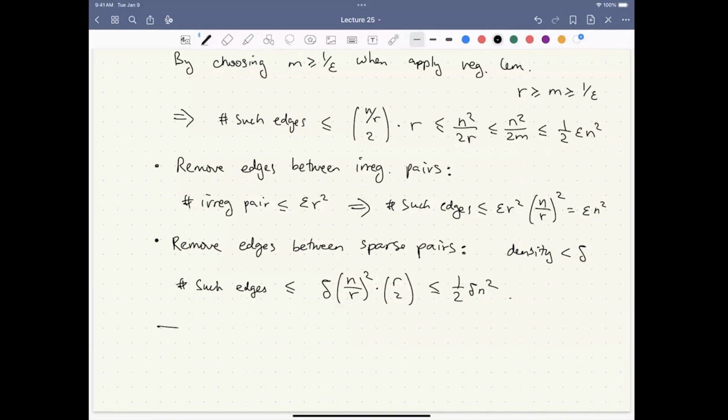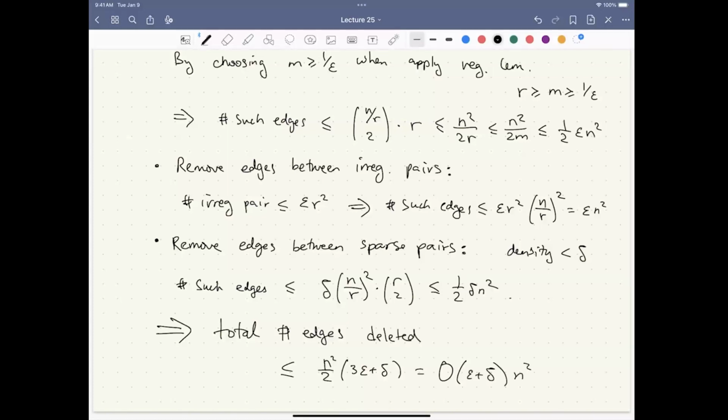So all in all, total number of edges deleted is at most 1/2 n squared times 3 epsilon plus delta. Just some linear in epsilon and delta times n squared. And usually we're going to take epsilon and delta to be sufficiently small. So this is little o of n squared.